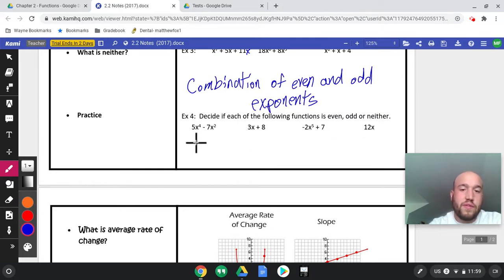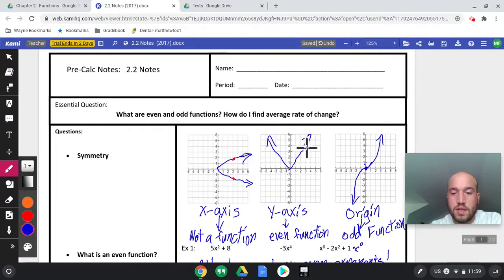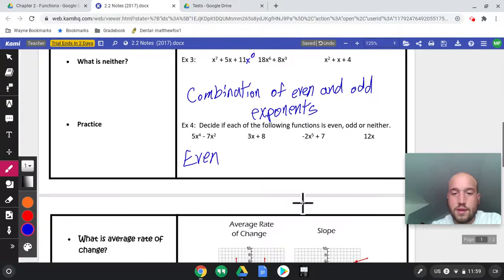So we look at this first one, 5x to the 4th, that's even, minus 7x to the 2nd. Both terms are even, so we know it's an even function, which, before we even graph this, we'll be able to tell it's going to be symmetric in some way over the y-axis.